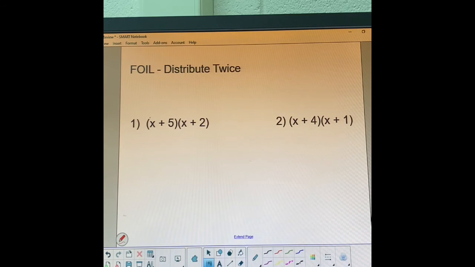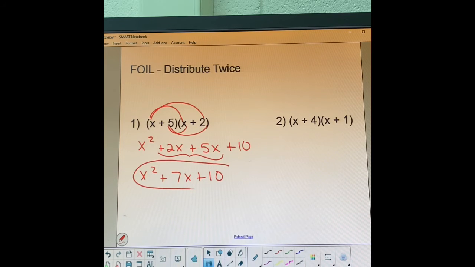Let's distribute. Make sure you multiply each term in the first parenthesis to each term in the second parenthesis. And after you get 4 new terms, make sure you combine like terms. And for both of these questions, we will have a trinomial as our answer, meaning we have 3 terms when we're done multiplying through.